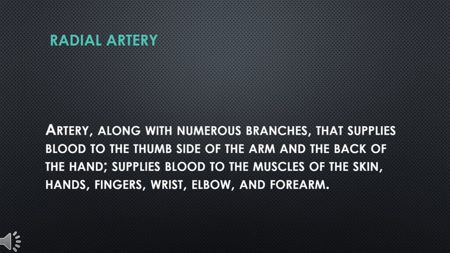Radial artery. Artery, along with numerous branches, that supplies blood to the thumb side of the arm and the back of the hand, supplies blood to the muscles of the skin, hands, fingers, wrist, elbow, and forearm.